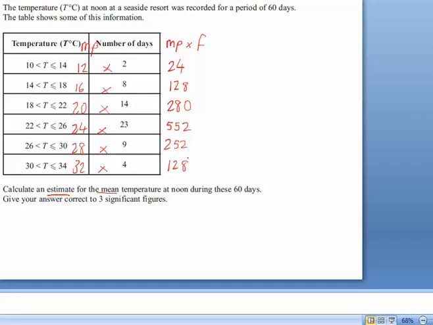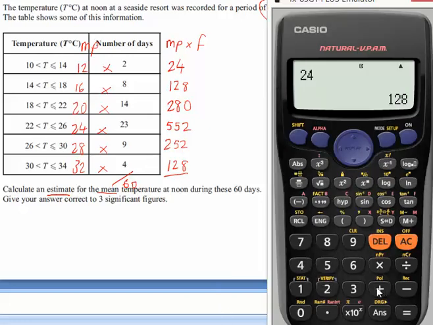So what I've got so far is the total number of days, which I can add up. I know it's going to give me 60, and to add these up would give me an estimate of the total temperature. So I've got 24 plus 128 plus 280 plus 552 plus 252 plus 128 gives me 1364.